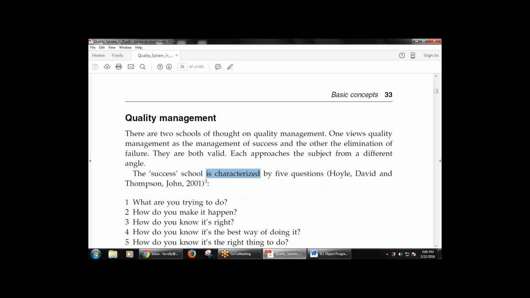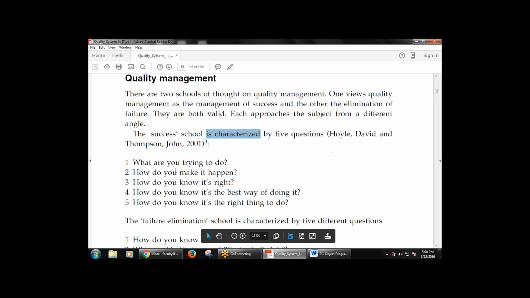The success school is characterized by 5 questions. That is how we can achieve the quality. What are you trying to do? How do you make it happen? How do you know it is right? So the first question is, what are you trying to do? That means after achieving or targeting this, what are the various views, or what are you trying to do with this?